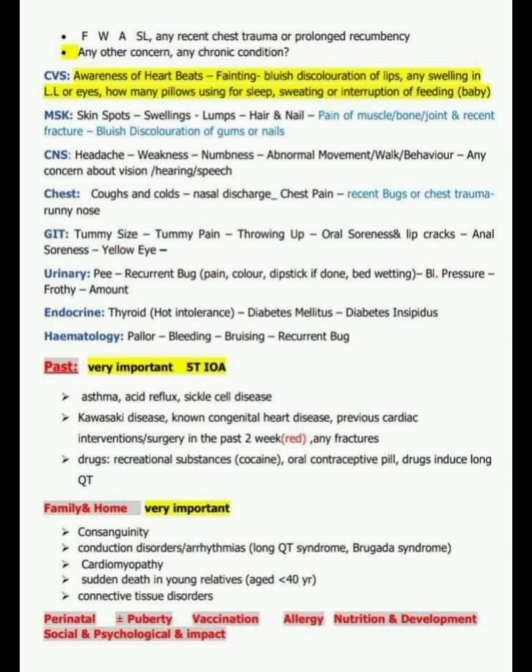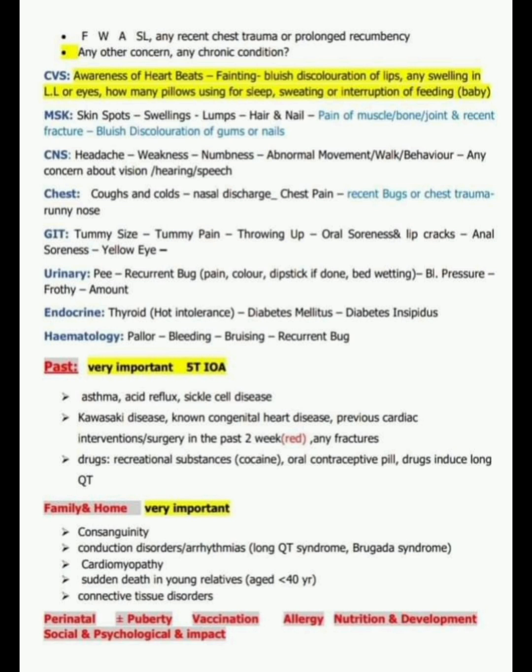From the chest, we will ask about coughs and colds, any nasal discharge, any chest pain, recent bugs or chest trauma, any runny nose. GIT, we will ask tummy size, tummy pain, throwing up or oral soreness and lip cracks, anal soreness, yellow eyes. For urinary, we will ask about recurrent bugs, pain, color, dipstick if done, bedwetting, blood pressure, frothy urine and amount. From endocrine, we will ask about the thyroid, any heat intolerance or cold intolerance, then diabetes mellitus and diabetes insipidus, we will rule out by asking about polyuria. Hematology, we will ask about pallor, bleeding, bruising and recent bugs.